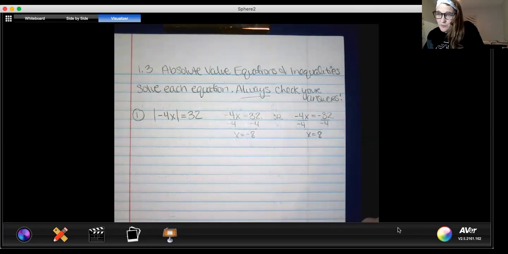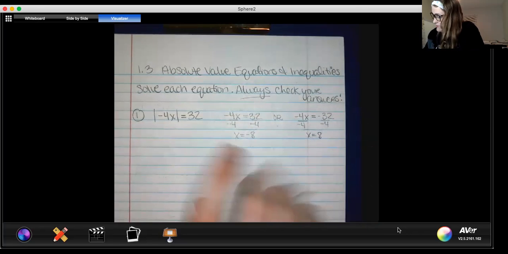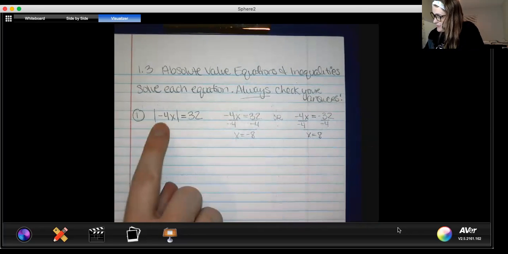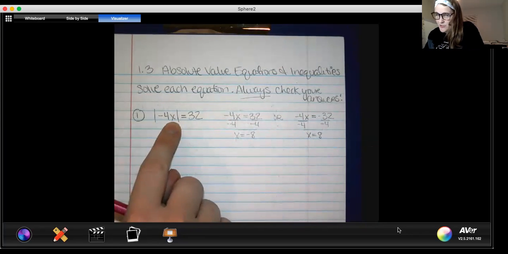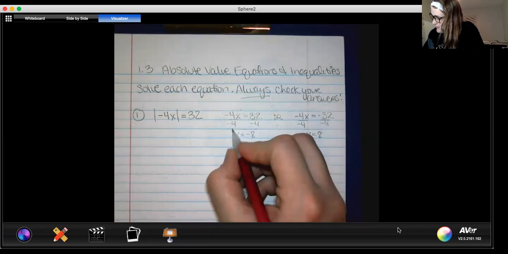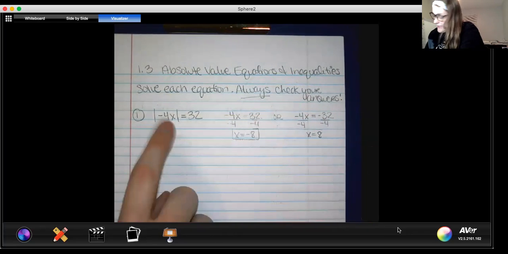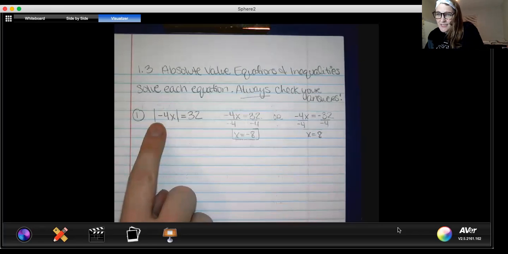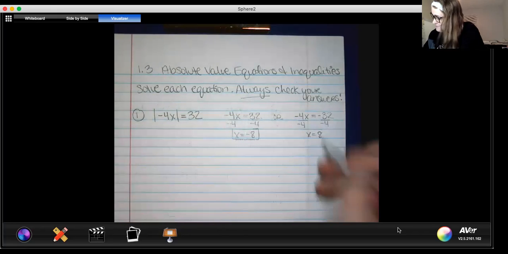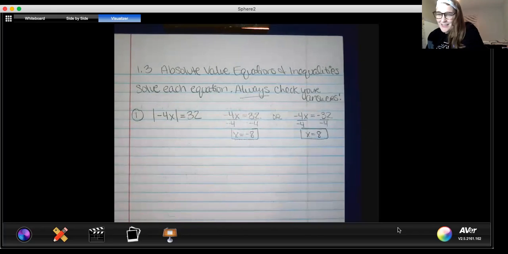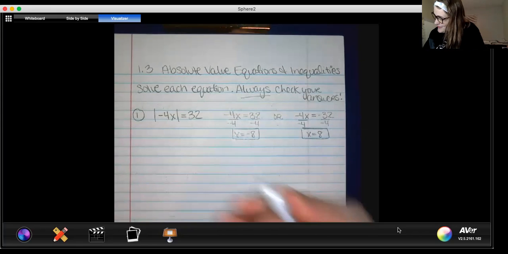Now, do those actually work? Let's verify. If I substitute negative 8 back in, negative 4 times negative 8 is 32. The absolute value of 32 is 32. So that one does work. Let's try 8. 8 times negative 4 is negative 32, but the absolute value of negative 32 is 32. So that one works as well. Let's try the next one.